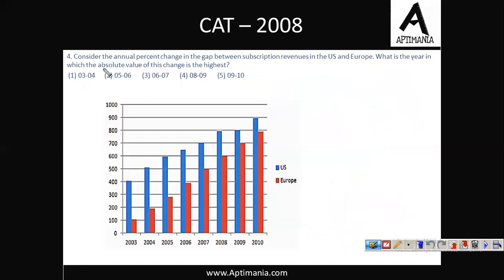Last question of this set. Now consider the annual percentage change in the gap. Fine. So here we are talking about the gap between the subscription revenues in US and Europe. What is the year in which the absolute value of this change is the highest? Fine. Now, first of all, let us find out the value of this gap in the respective years. So in 2003, 2004, 2005, 2006, 2007, 8, 9, and 10. Let us find out these values.